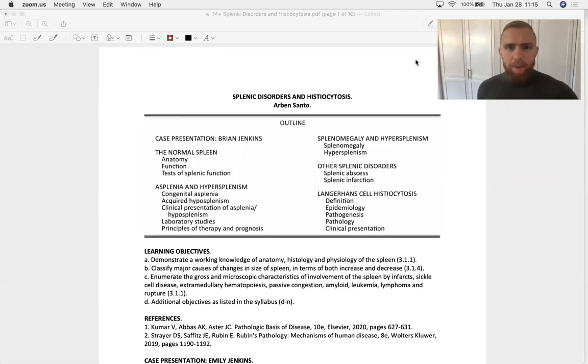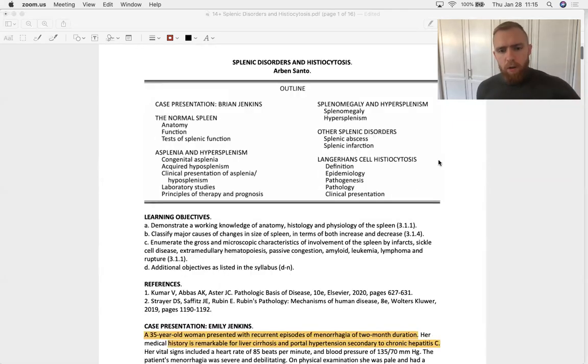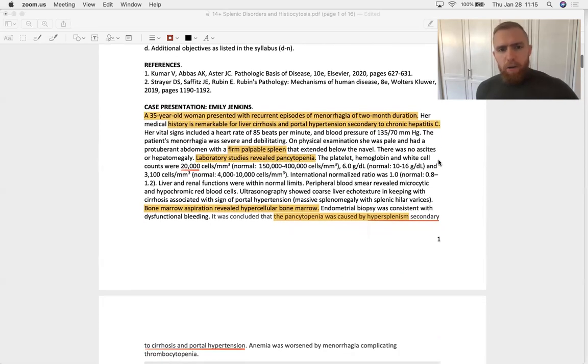Hello, let's talk about splenic disorders. We start with a fairly unusual case. A 35-year-old woman has a medical history remarkable for liver cirrhosis and portal hypertension secondary to chronic hepatitis C. She presents with splenomegaly and a pancytopenia.